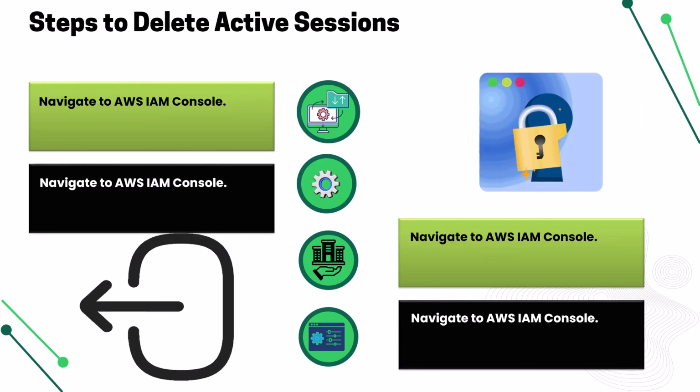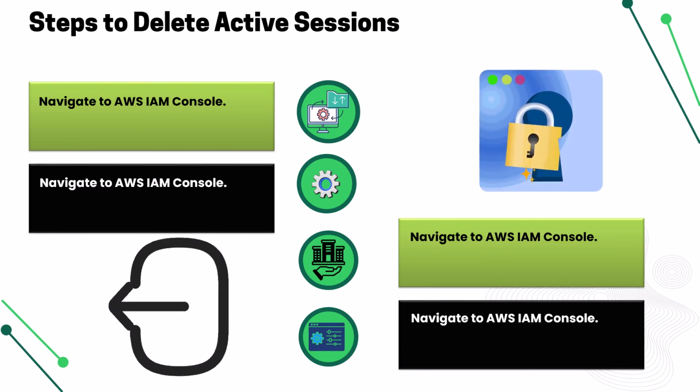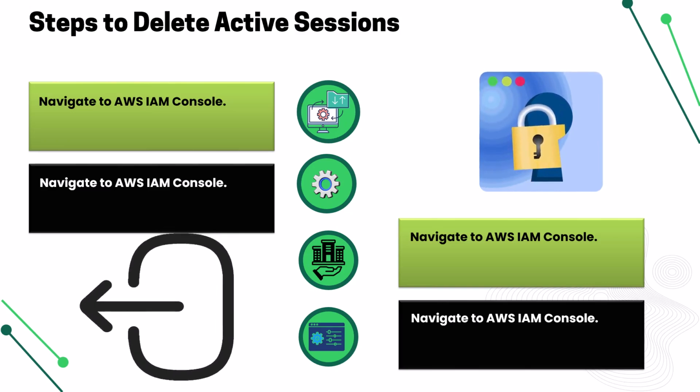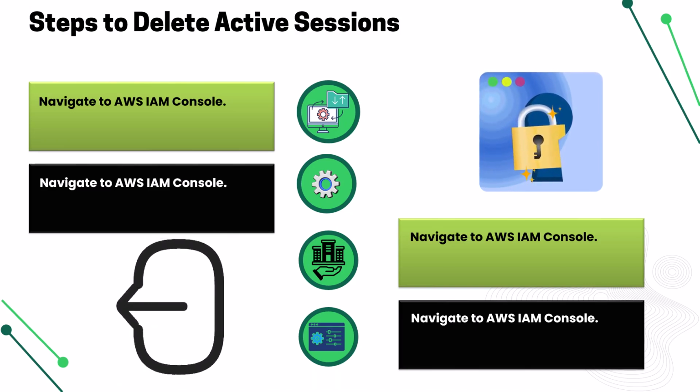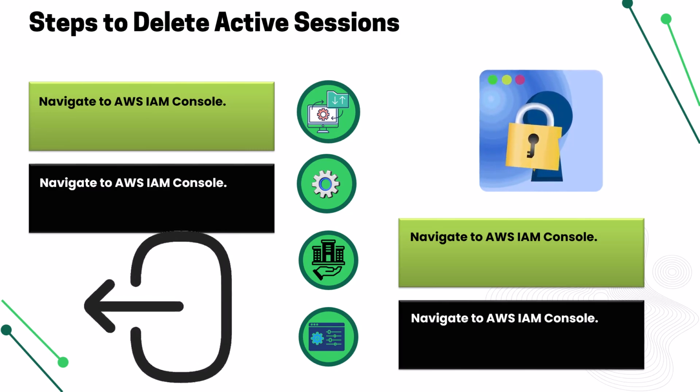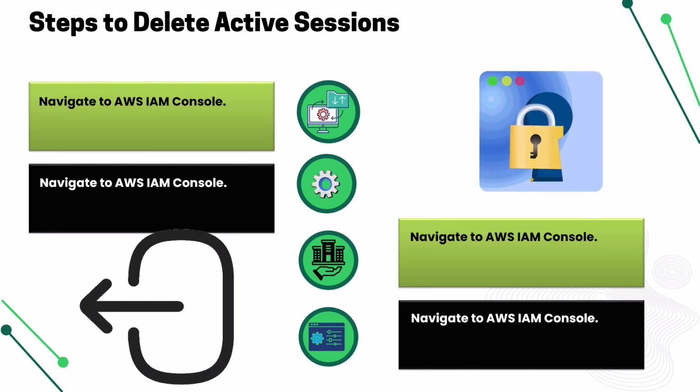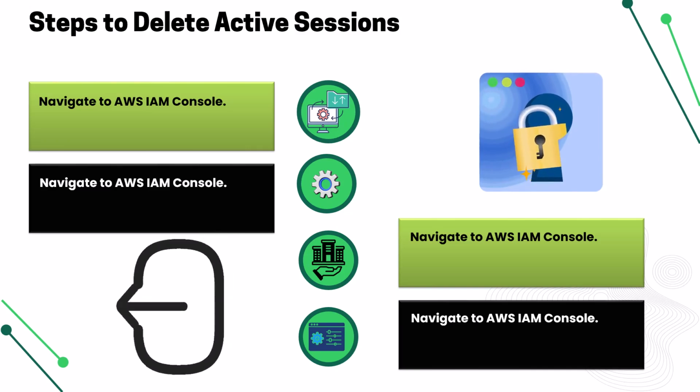Deleting active sessions. It's easier than you think. Step 1, head over to the AWS IAM console. Step 2, find those sneaky active sessions. Step 3, revoke them with a click. And finally, always double check to confirm termination. It's like making sure you locked the door.